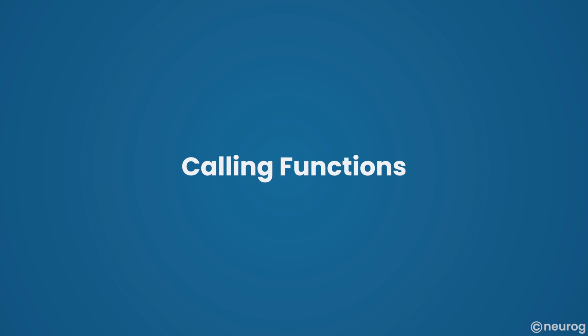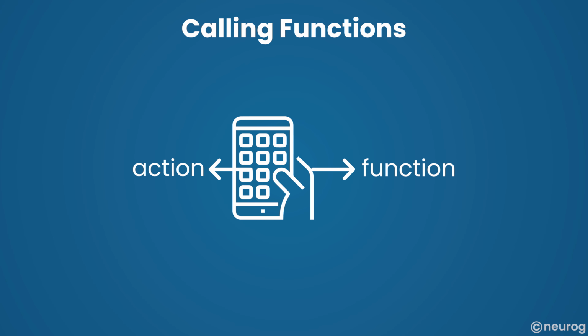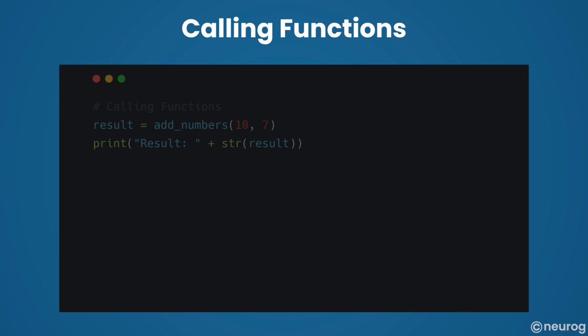Once you've defined a function, you can call it to execute the code within. To call a function, use the function name followed by parentheses. Think of the phone. Pressing a button is like calling a function to perform a specific action. In this Python example, the function addNumbers is called with arguments 10 and 7. The result, which is the sum of these numbers, 17, is stored in the variable result and then printed.